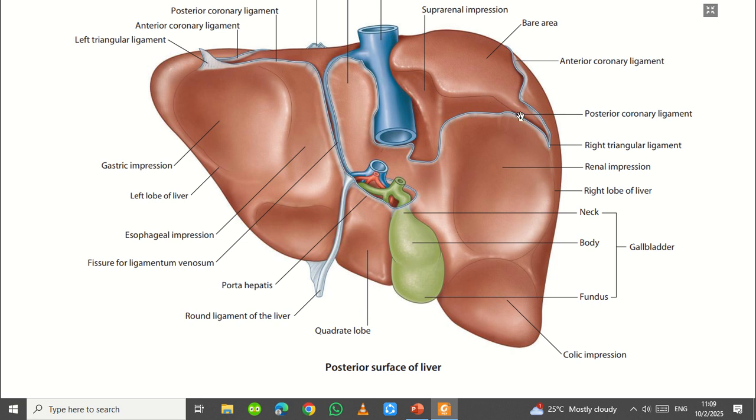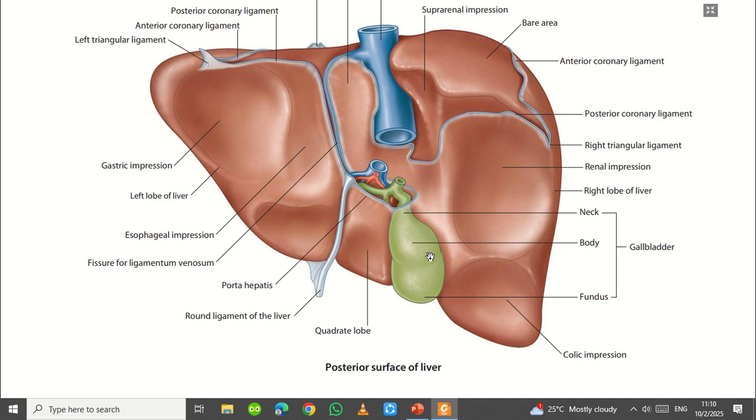right? So you can actually see your left triangular ligament made by the fusion of the anterior and posterior coronary ligaments. Your right triangular ligament formed by your anterior and posterior coronary ligament, right? But to the right, you're going to have an impression called the bare area of the liver. Good. And then another portion of the liver that is devoid of peritoneum is the portion where you have your gallbladder, which is your gallbladder fossa.